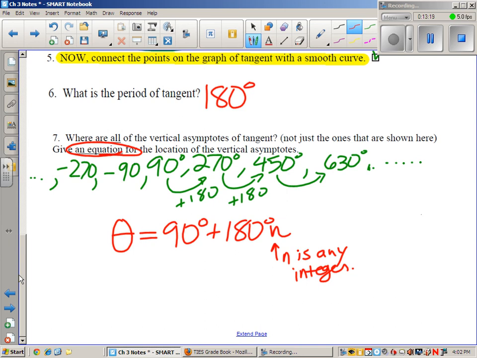So if I put in n equals 0, then I'm going to end up with 90 plus 180 times 0, which is 90. If I put in n equals 1, I'd be here. If I put in n equals 2, I'd be here. n equals 3. How many of those 180s have I added? Or if I put in a negative value, then you're adding negative versions of 180, so you're subtracting 180. So you can go farther that way. That will find you any asymptote, because if you put in different values for n, any integer for n, you'll find another asymptote.